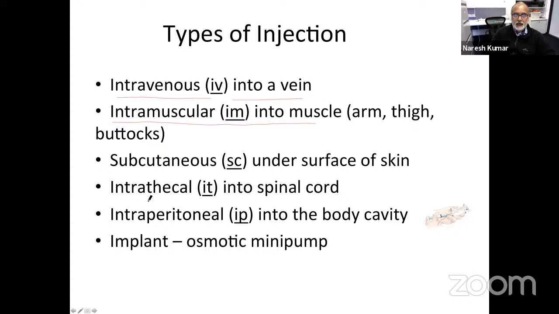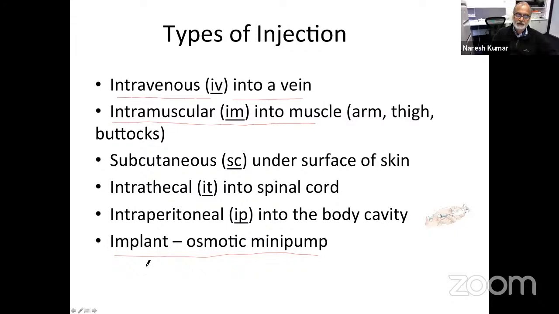Intrathecal is when the injection is given into the spinal cord. That's quite common when women are in labor and giving birth to babies, because that's where the injection is injected into the spinal cord. Intraperitoneal is when the injection is given into the body cavity. That's very common with cancer patients. And when we are doing cancer trials on mice and rats, we try to give the intraperitoneal injection. An implant can be some sort of osmotic pump, which can be attached, which then delivers the drug as required.